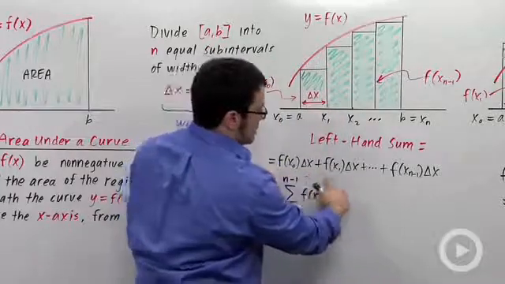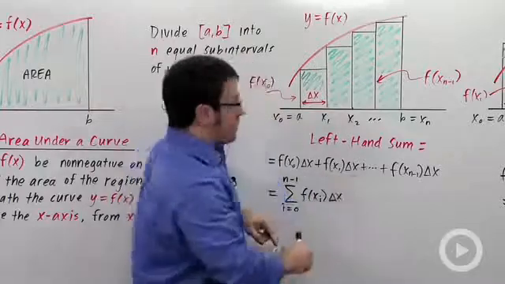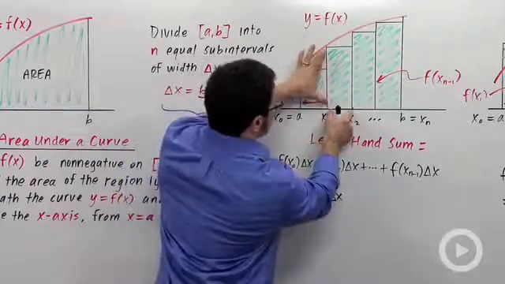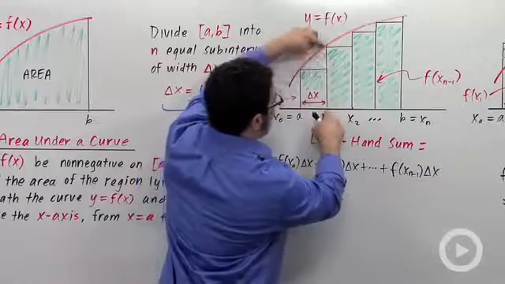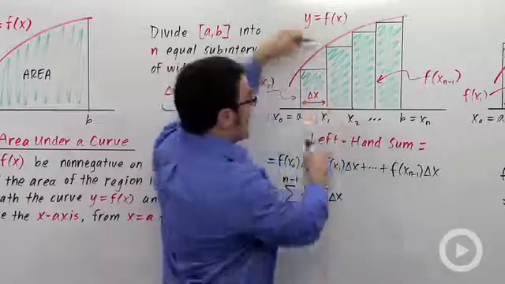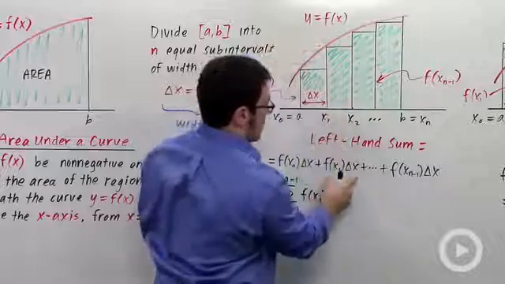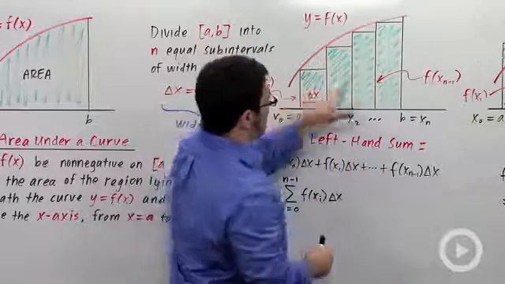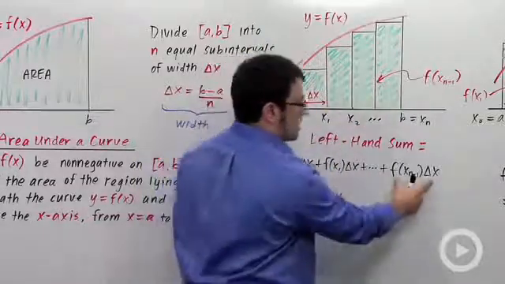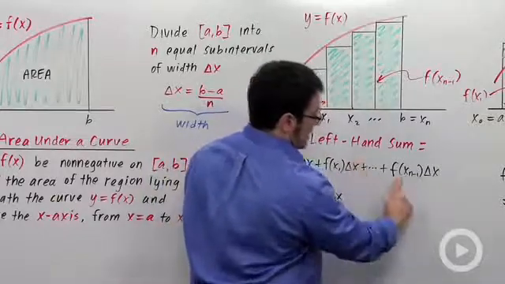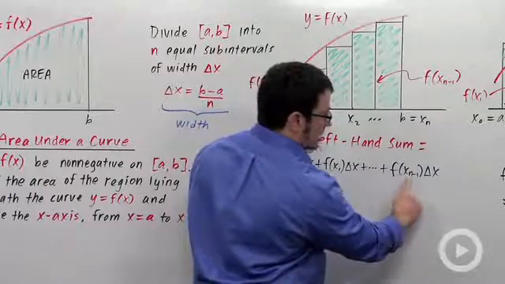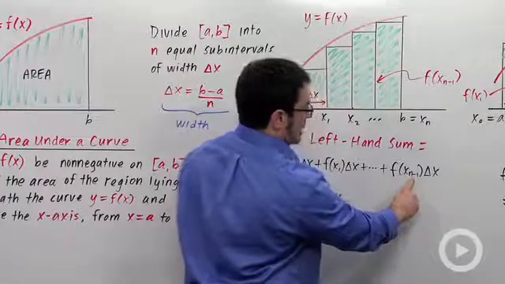Then the next term is also the area of a rectangle. It's delta x times f of x sub 1. Here's x sub 1. F of x sub 1 is the height of this rectangle. So that height times this width gives me another area. And I'm going to keep doing this for all n of my rectangles until I get to the last one. Notice, in a left-hand sum, I'll explain what that term means in a second, the last term I use is x sub n minus 1.